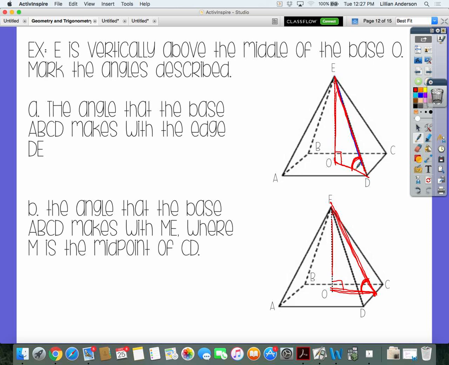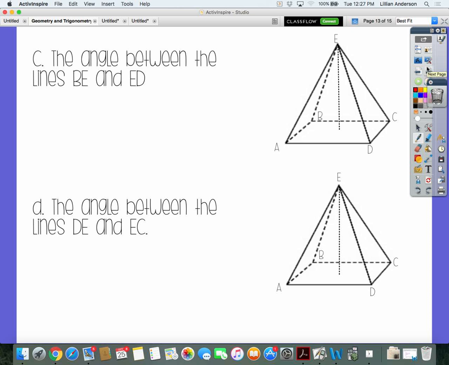For the last 2, BE, ED, this one here is not going to create a right triangle. So what do you think you would have to use to figure out this angle up here? Sine rule or cosine rule, depending on what they give you. And lastly, DE and EC. Does this create a right triangle? No. So you would have to use sine rule or cosine rule.